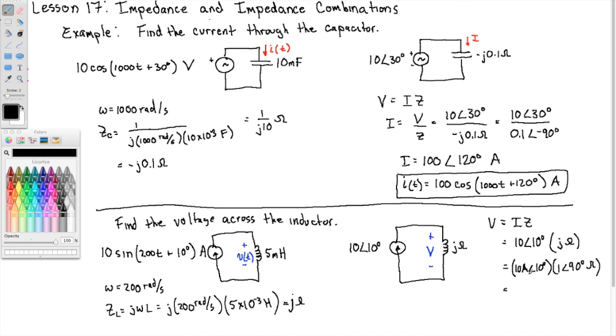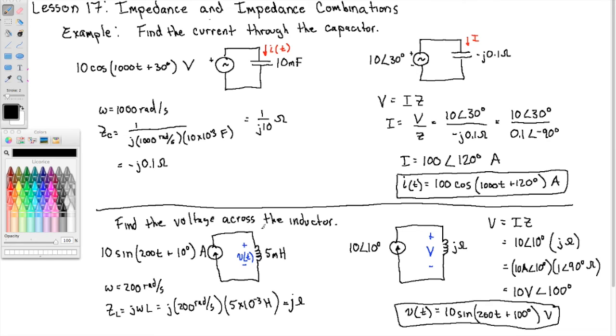Right? So when I do the multiplication, I've got 10 amps times 1 ohm. That gives me 10 volts. And I've got 10 degrees plus 90 degrees. That gives me 100 degrees. So the voltage back in the time domain is 10, and I started with a sine, so I'm going to keep that. The frequency does not change. Plus 100 degrees volts. There's the answer. Again, neat, right? Very neat. Alright, let's move on.